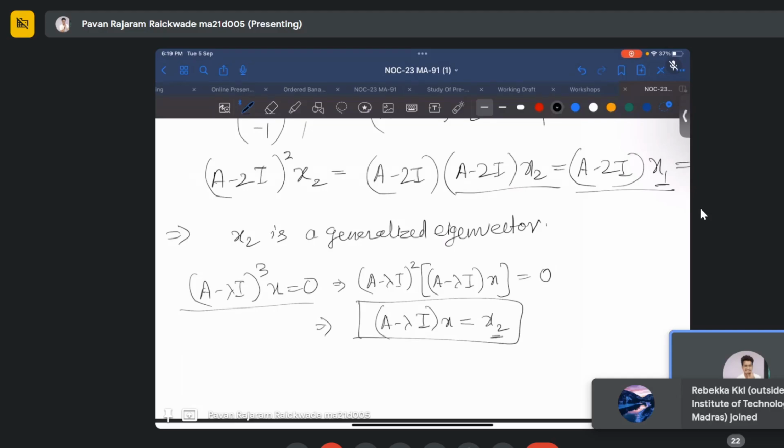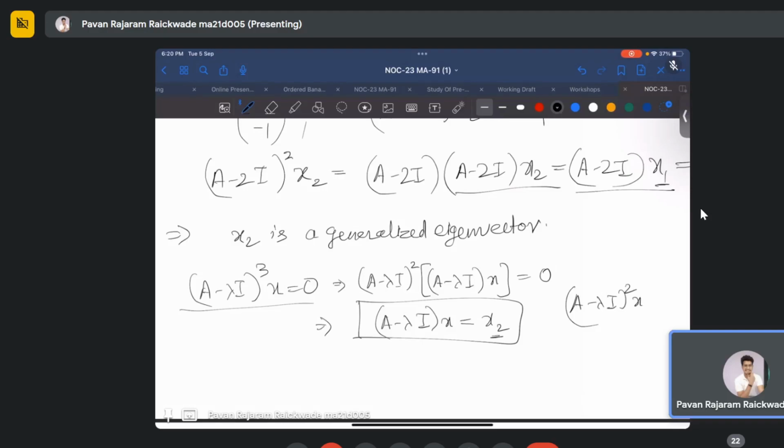Because x2 is the solution for the system (A minus lambda I) squared x equals 0, right? Hence, if (A minus lambda I) squared of this vector is 0, then this has to be equal to x2. Is it clear? This is the same procedure that we did for the squares. We're doing it for the cube.